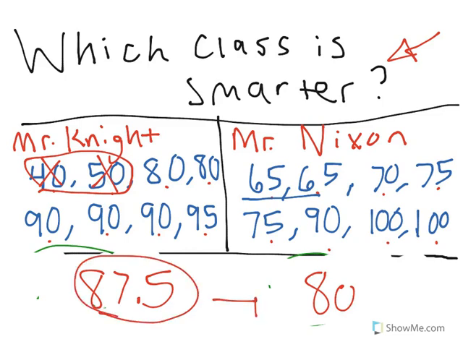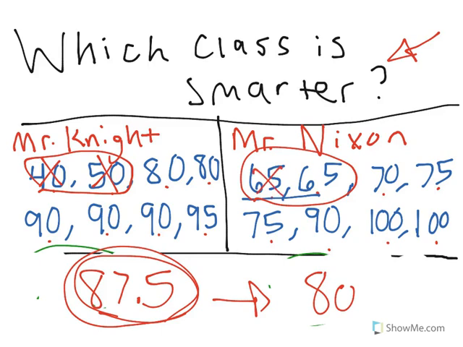So I could say, oh, well, if I just drop those two lowest scores, then hey, all of a sudden, Mr. Knight's class is smarter. But then if you did the same thing for Mr. Nixon and dropped those two test scores, it raises the average up to 85, but guess what? Mr. Knight's class is smarter by that metric if you cross out the lowest two scores.